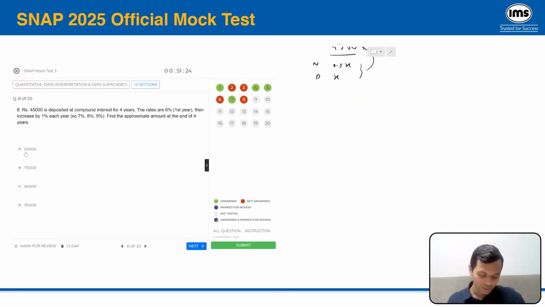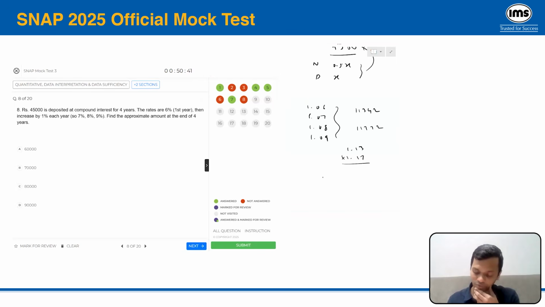Okay, this is at compound interest. Too much to multiply, honestly. I'll have to do 1.06, 1.07, 1.08, and 1.09, the product of all of this. So I'm not very keen on solving this because it is going to be something like 1.06 times 1.07, so 1.1342, and this is going to be 1.1772. So 1.13 into 1.17 is what I have to do roughly.